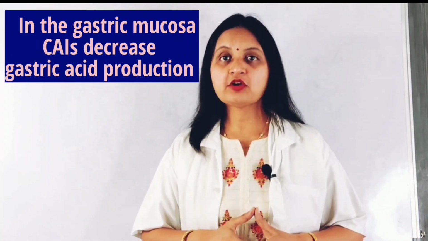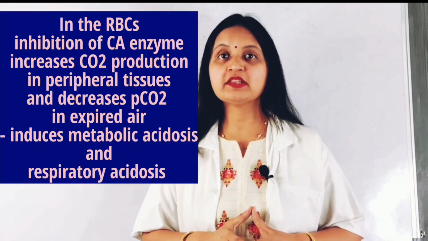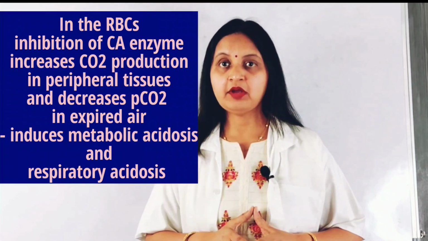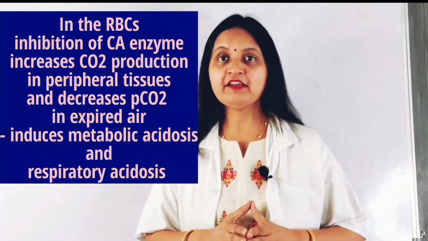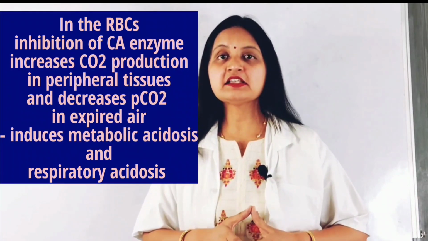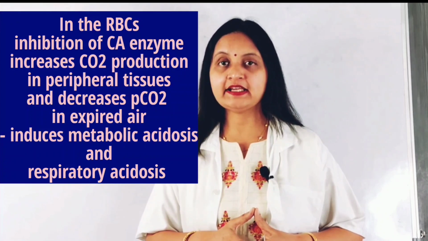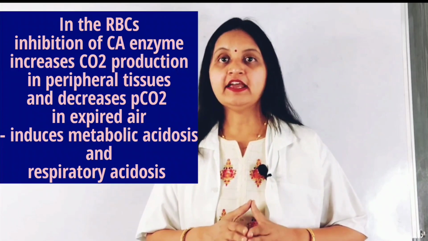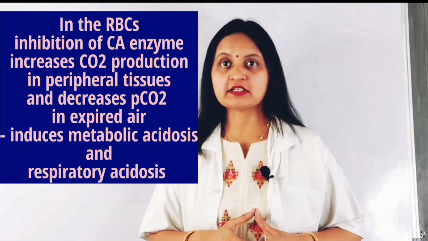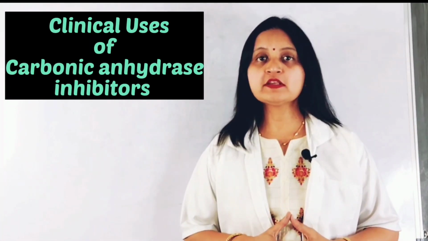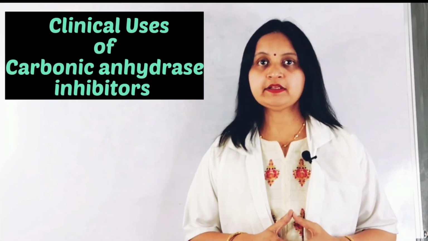In the red blood cells or erythrocytes, interference with the carbonic anhydrase enzyme causes increased production of carbon dioxide in the peripheral tissues and decreases the partial pressure of carbon dioxide in the expired gas. Therefore, this can induce metabolic acidosis and respiratory acidosis. Coming to the clinical uses of carbonic anhydrase inhibitors.